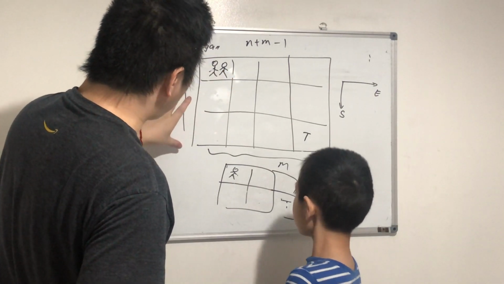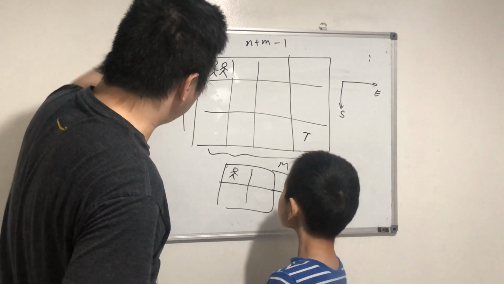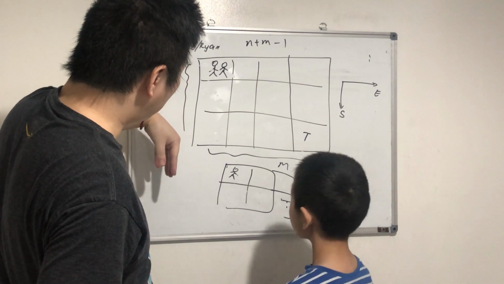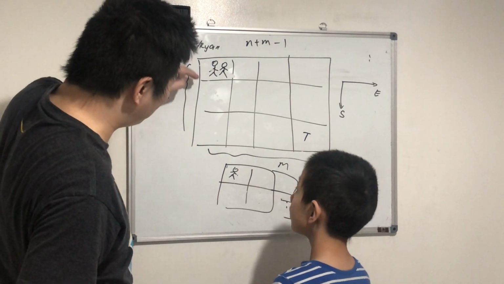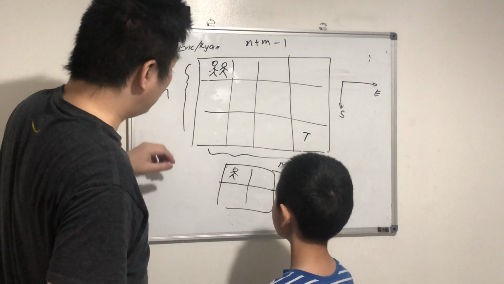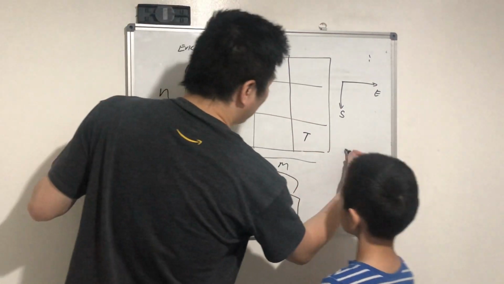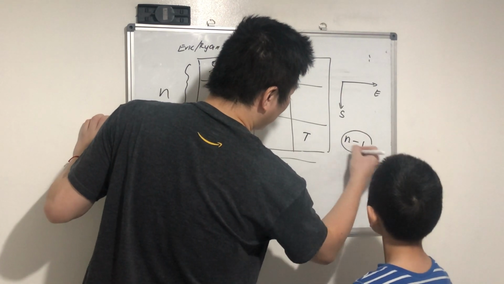So how many steps going to the south? How many steps do you need to go to the south here? 2, which is m minus 1. Yeah, m minus 1. So you're going to south m minus 1, okay?